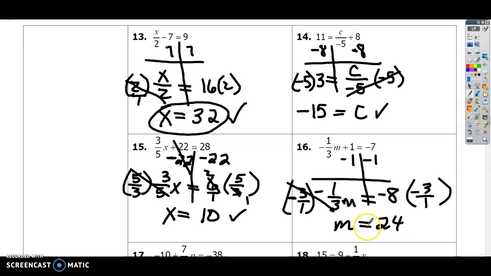All right, so negative 1/3 m. A third of 24 is 8. And then the negative 8 plus 1 is negative 7. So again, that checks out.